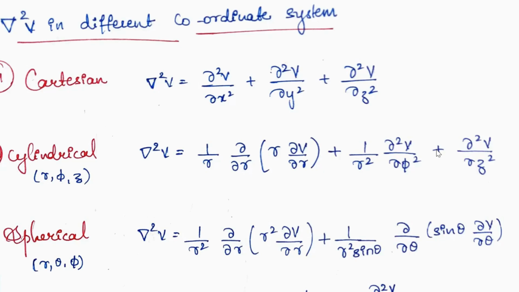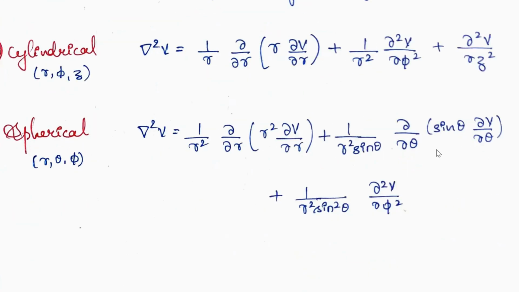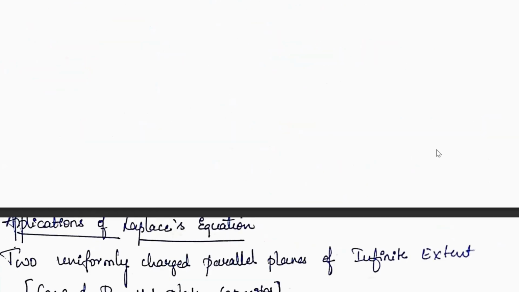For the spherical system with coordinates r, theta, phi, we get del square V is equal to 1 by r square dou by dou r of r square dou V by dou r, plus 1 by r square sine theta dou by dou theta of sine theta dou V by dou theta, plus 1 by r square sine square theta dou square V by dou phi square.